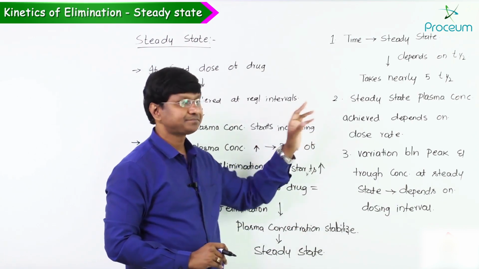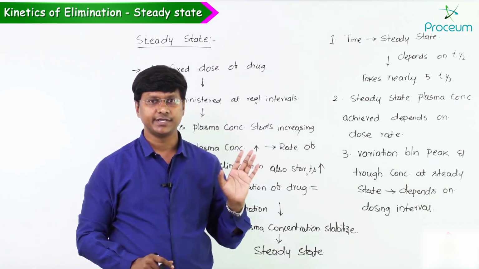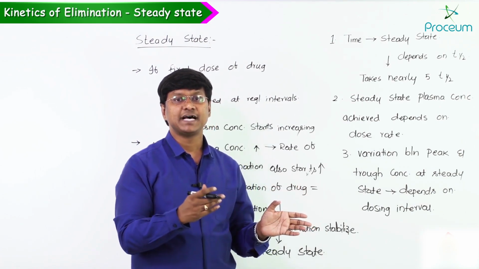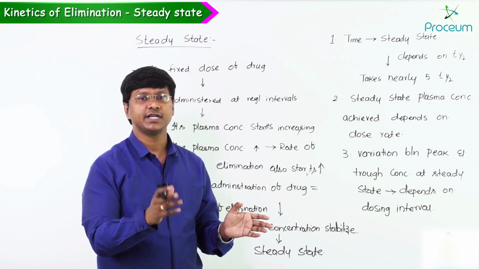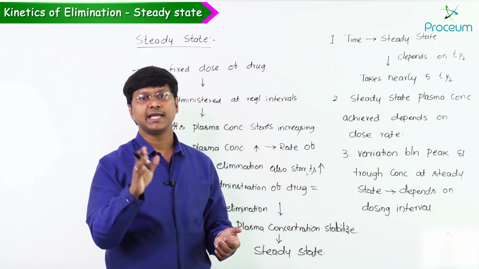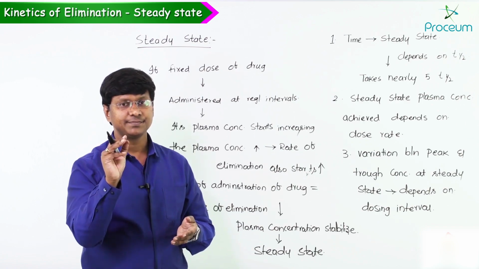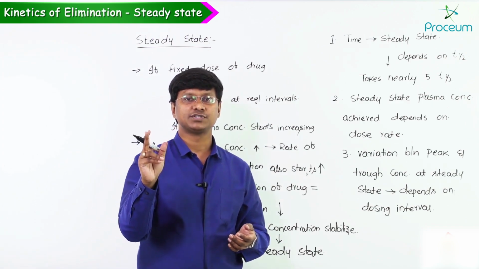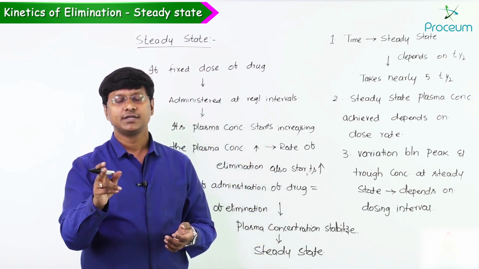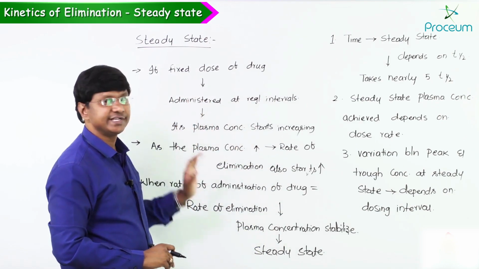Second point, the steady state plasma concentration achieved depends upon the dose rate. That means the higher the dose rate, the more quickly the plasma concentration reaches the steady state. Third point, the variation between the peak and trough concentration at steady state depends upon the dosing interval. However, the average steady state plasma concentration remains the same irrespective of the dosing interval, provided the dosing rate remains the same. So this is about the steady state.